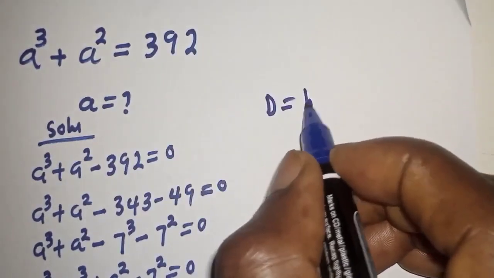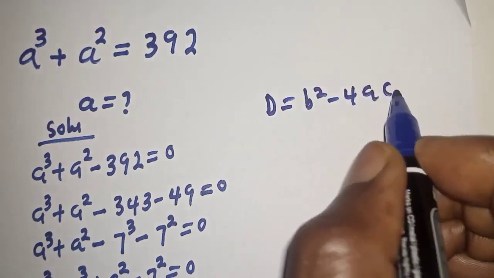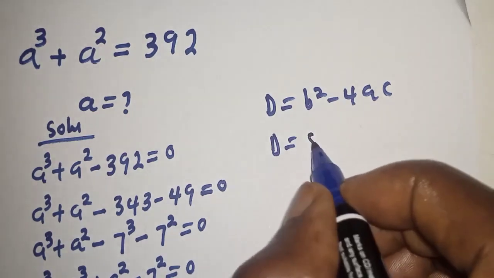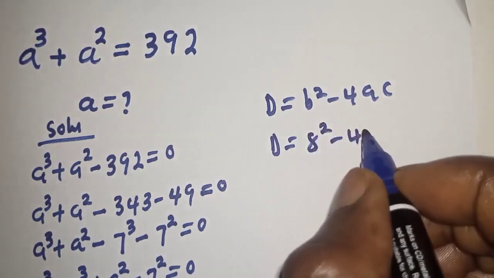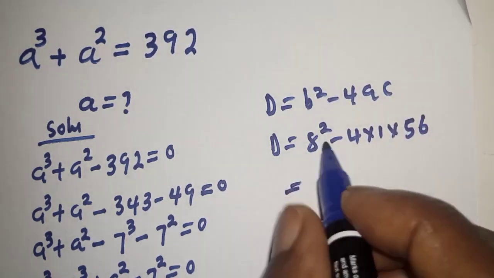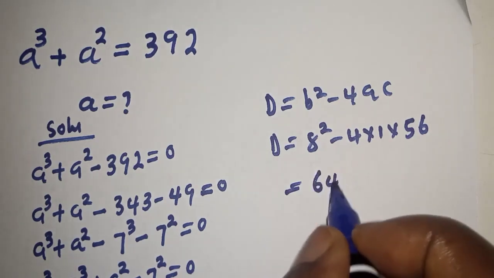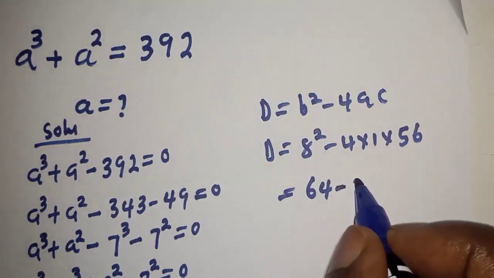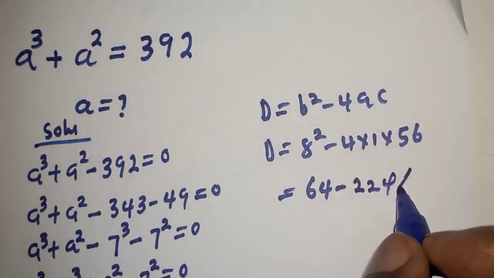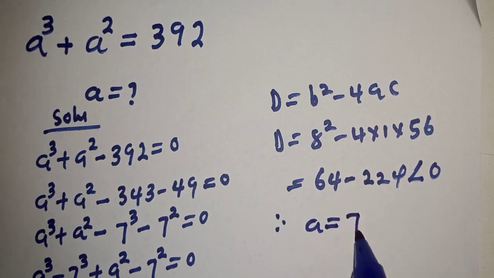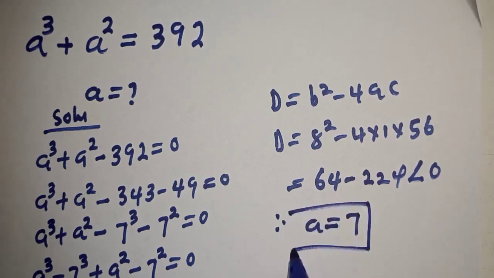D is equal to b squared minus 4ac, and d is equal to 8 squared minus 4 multiplied by 1 multiplied by 56. This is equal to 64 minus 4 times 56, which is 224. This is less than 0. Therefore, the only real solution we have is a is equal to 7, and this is the final answer.